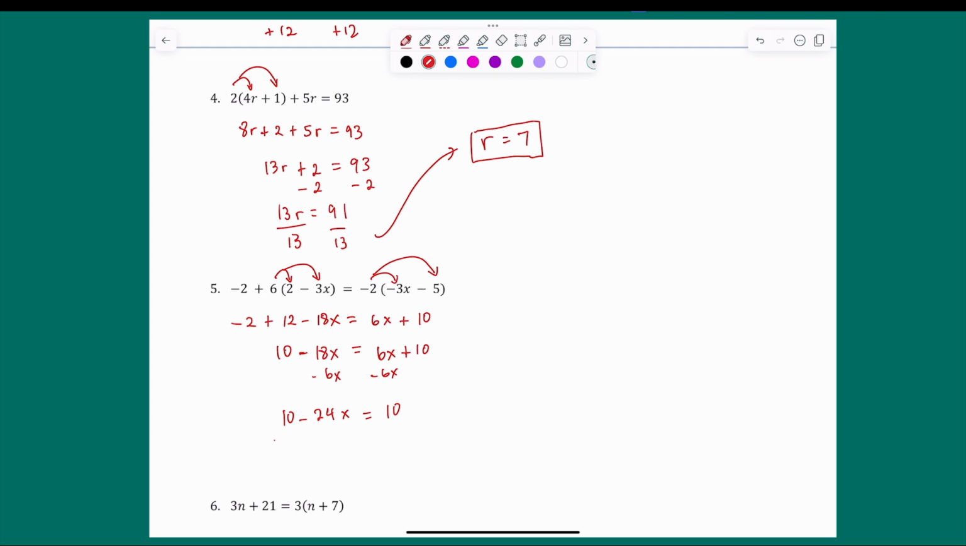I'm going to subtract 10 on both sides. That gives us negative 24x equal to 0. And then divide both sides by negative 24, which gives us x equals 0. So we have a solution of x equal to 0.